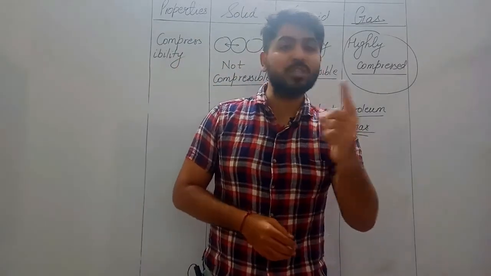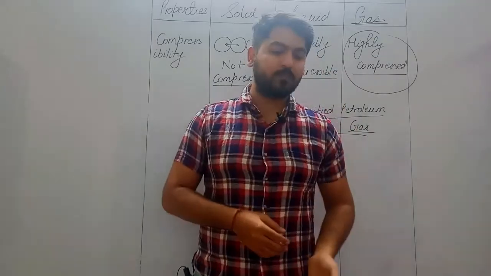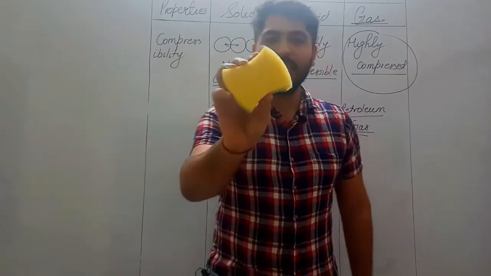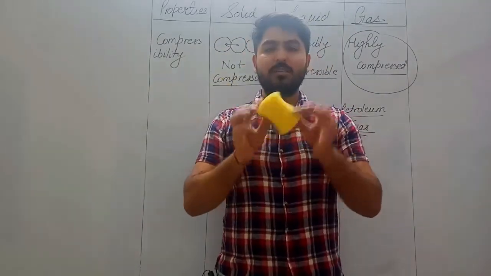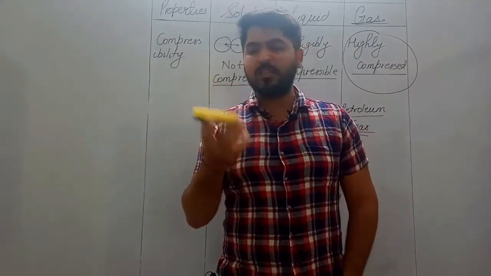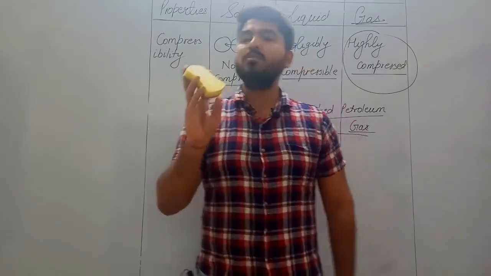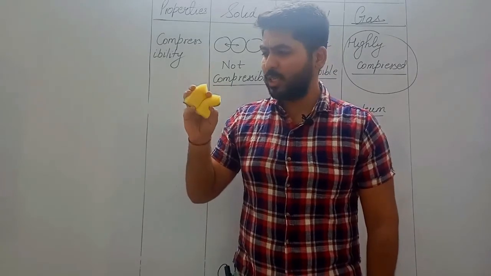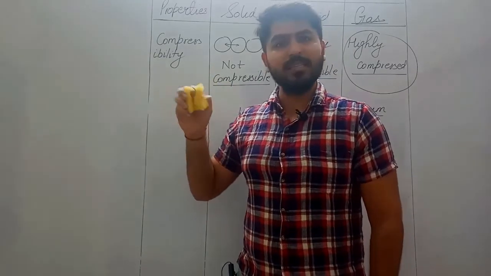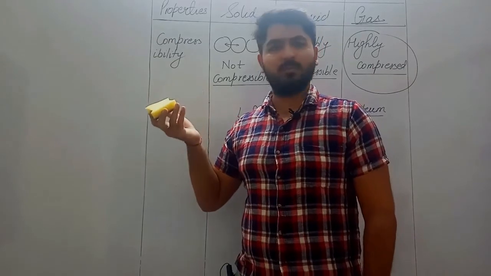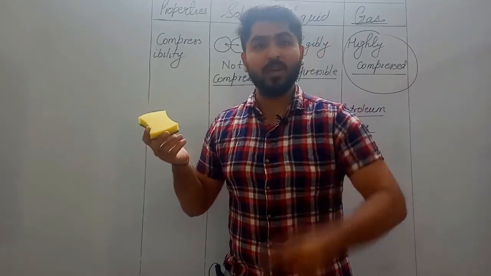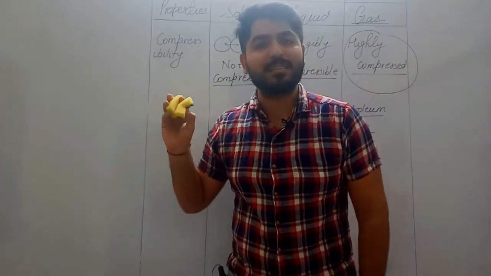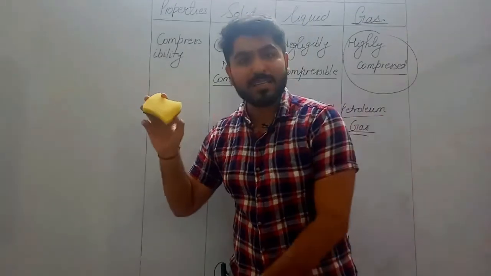So now it's the question time based on this topic. Yeah, so this is a sponge with me and it is a solid, right? It's a solid, the shape is definite, the volume is definite, right? So this is a solid, but when I'm applying pressure on it, yes, it is getting compressed. How? I don't know, that you have to tell me. So answer in the comments below and tell me why this is compressible. Being a solid, why this is compressible.